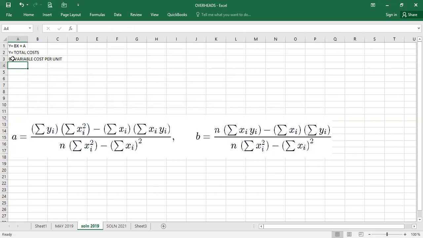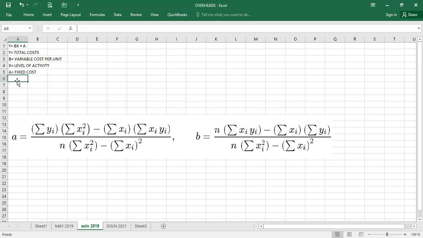So we said b was the variable cost per unit, and the x was the level of activity or output. We are using level of activity because sometimes you may find that it is not output and they have given you, let's say, number of hours. They have given you machine hours, labor hours. So we are using level of activity in that sense. And our a was the fixed cost.